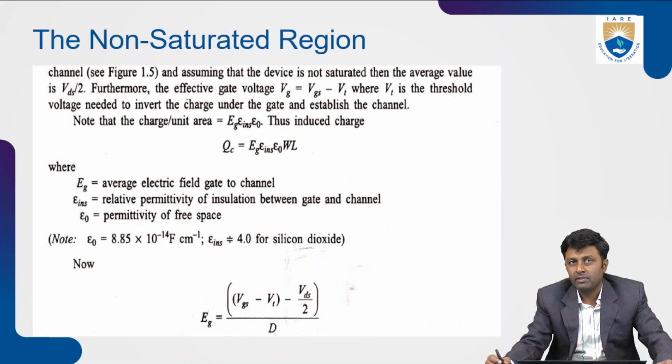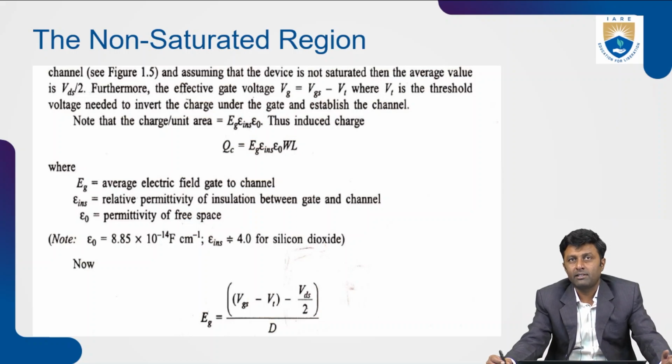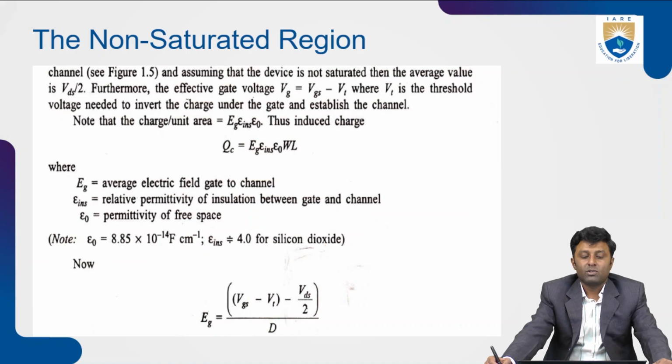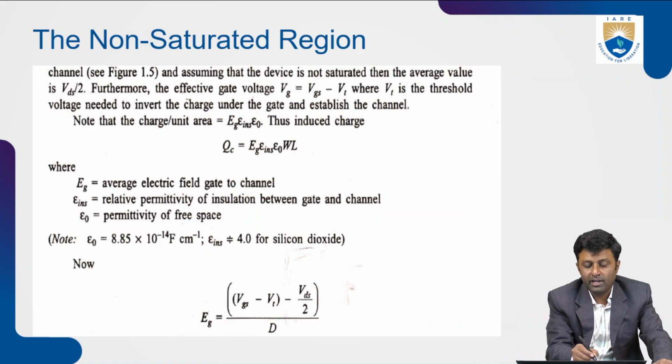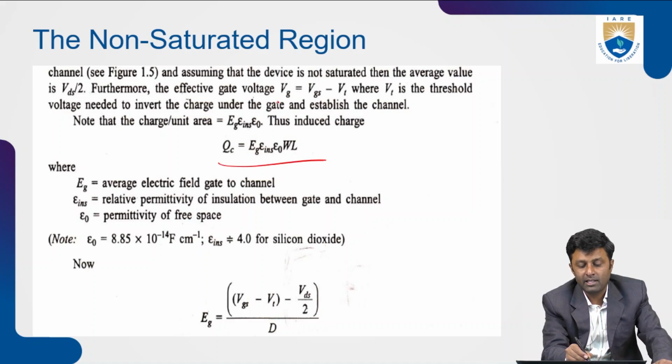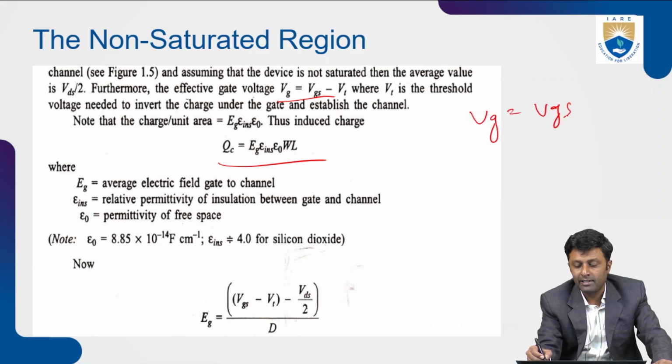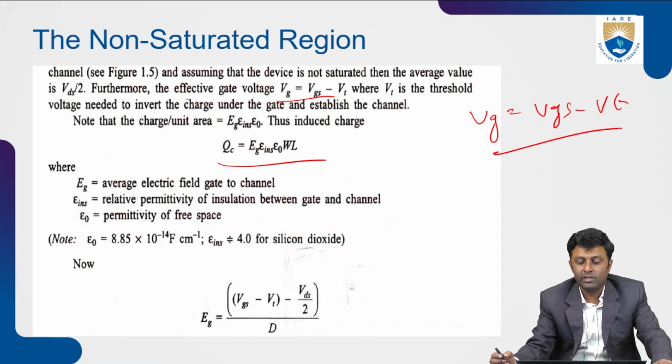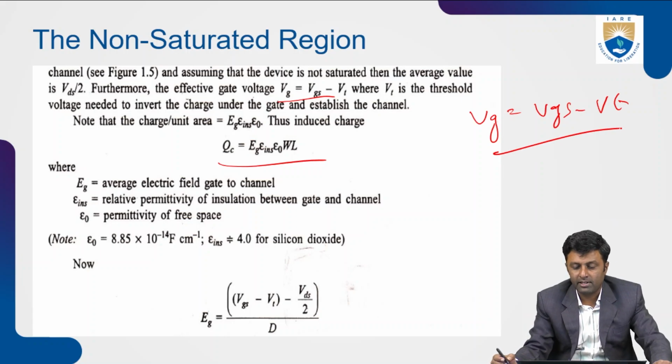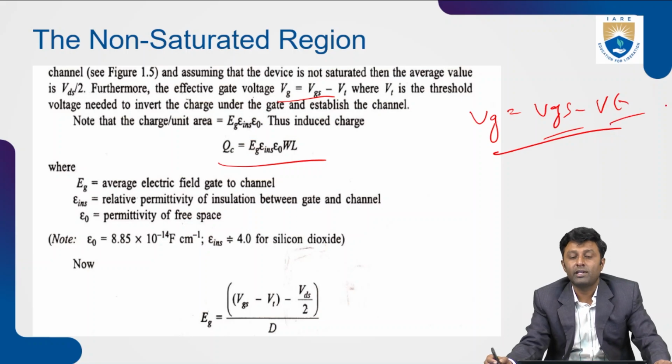So as we have seen in the previous class, there are three regions of operation: saturation region, non-saturation region, and active region. In the non-saturation region, as shown in the figure, we can write the equation: the total voltage Vg can be written as Vgs minus Vt. This is the condition for the non-saturation region, where Vgs is the gate to source voltage and Vt is the threshold voltage.